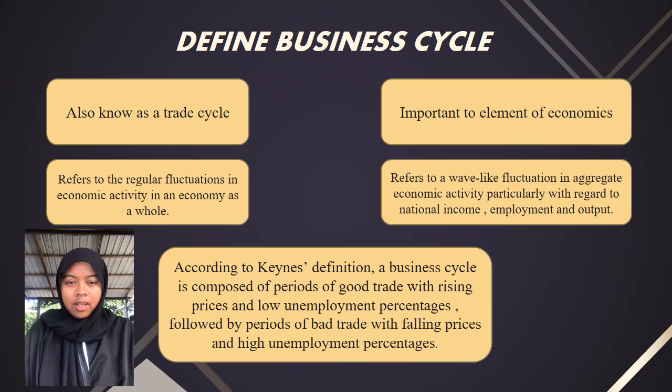What is a business cycle? A business cycle, also known as a trade cycle, refers to the regular fluctuation in economic activity in an economy as a whole. Business cycles also refer to wave-like fluctuations in aggregate economic activity, particularly national income, employment, and output. According to Keynes' definition, a business cycle is composed of periods of good trade with rising prices and low unemployment, followed by periods of bad trade with falling prices and high unemployment.